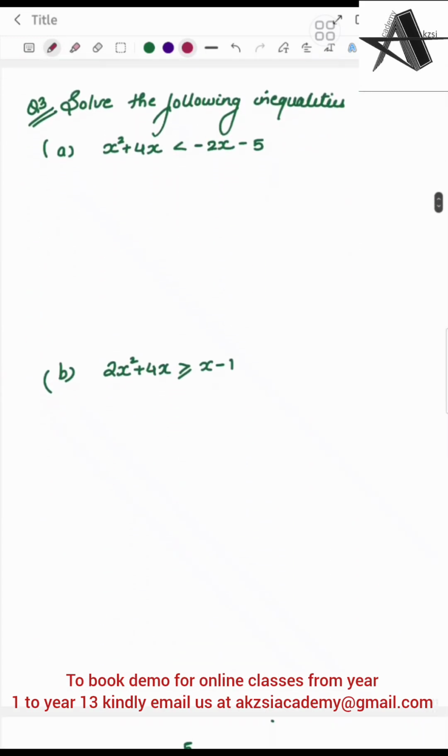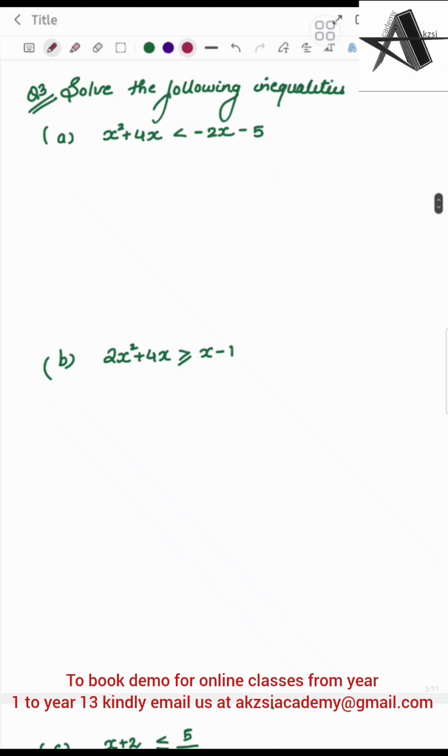Now moving on to the next question. In this, first you have to separate all the terms on one side and then solve it. So it's similar to the previous one. The only extra thing is you need to bring every term on one side.